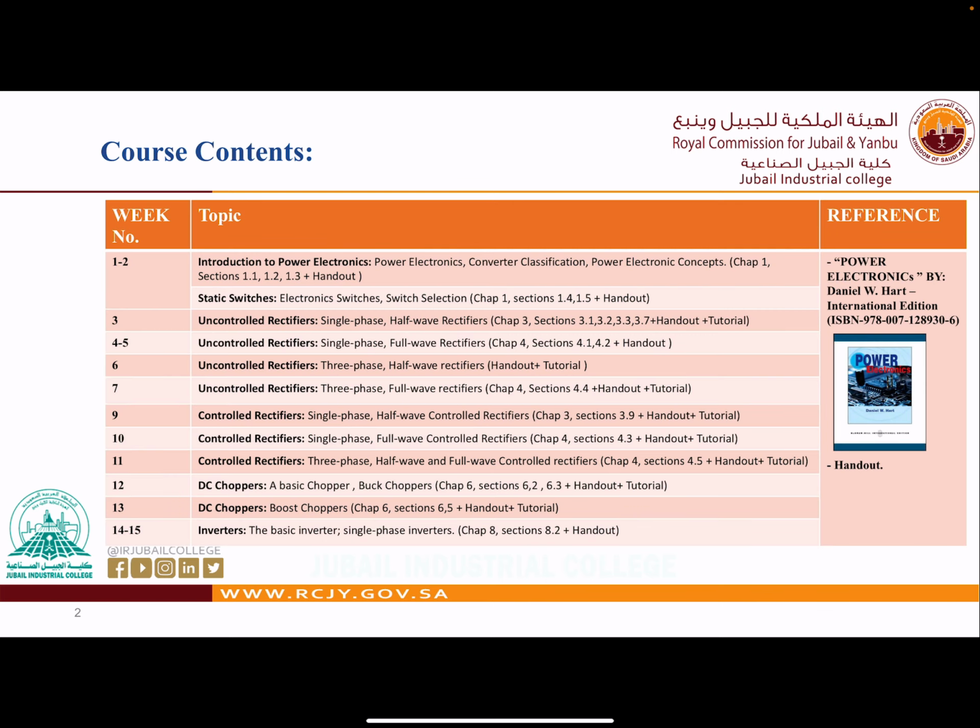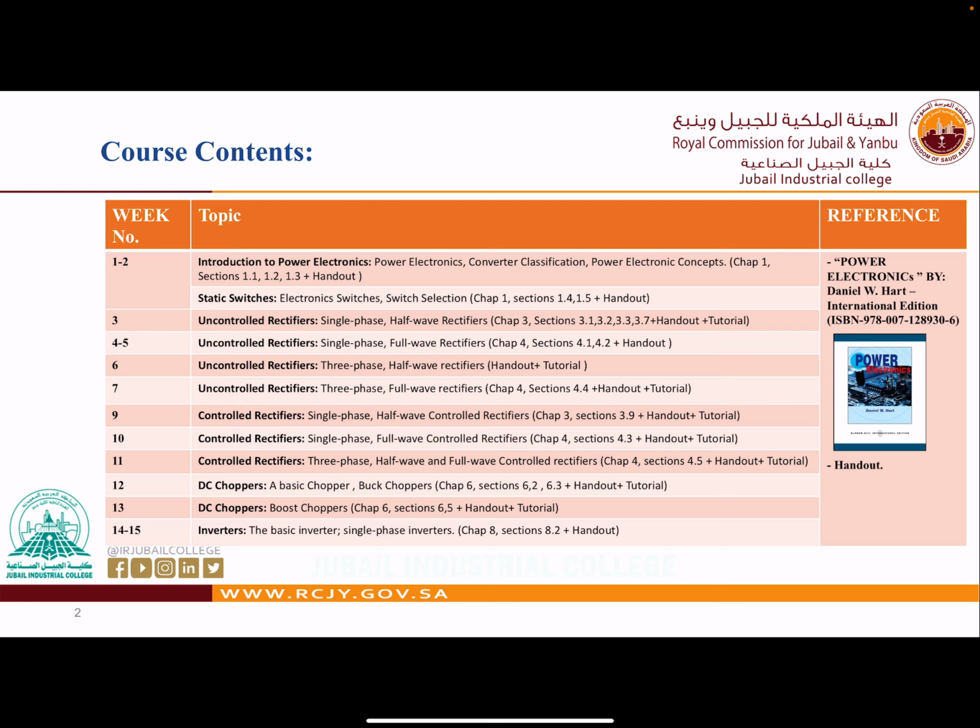Now, let's just briefly talk about the course content, inshallah. For week number 1, we are going to have an introduction about power electronics. We will see some types of static switches like transistors, power diodes, and so on.